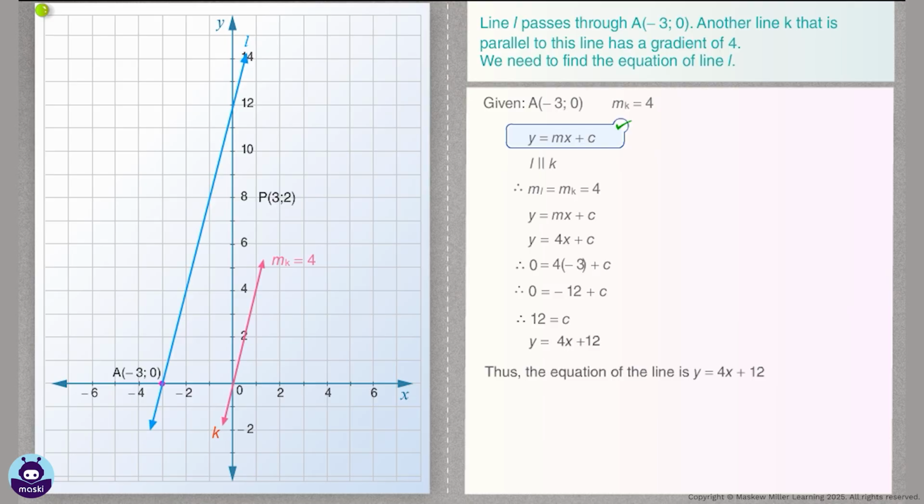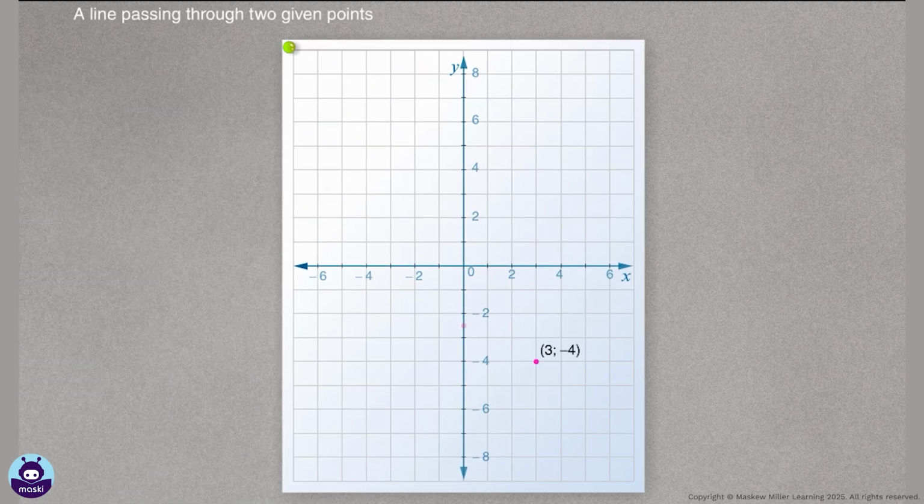Let us take another example. Example 2. Line L that passes through (3, -4) is parallel to the line 3x plus 6y is equal to 10. Find the equation of line L.